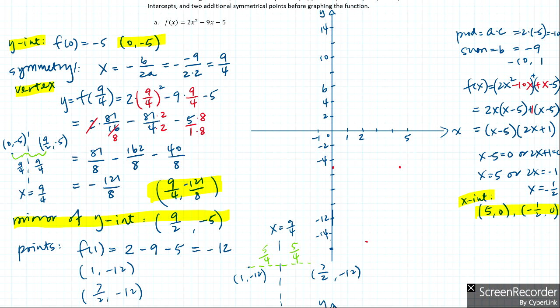And then we want to go ahead and put in the 2 points that we picked as additional symmetric points. We had 1, -12. These numbers are chosen, so it's pretty easy to graph. And then we have 7/2, -12. So 7/2 will be 3.5. So 3 will be here, 3.5 at the same height will be right around here. And then for the x-intercepts, they need to stay on the x-axis. We have 5, 0, and -1/2, 0. So these are the x-intercepts.